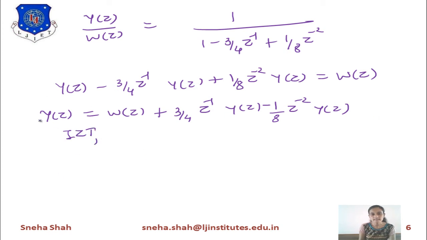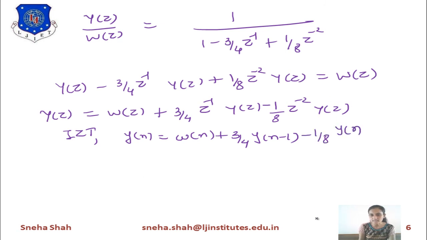So what is the inverse z transform? Y of z converts into y of n, w of z converts into w of n, and 3 by 4 is a constant, so it stays as it is. Z inverse y of z, using the time shifting property, is considered as y of n minus 1, minus 1 by 8 as it is. Because of this y of z it converts into y of n, and because of the time shifting property, because of z raised to minus 2, we write it like this, n minus 2. So this is your final term.